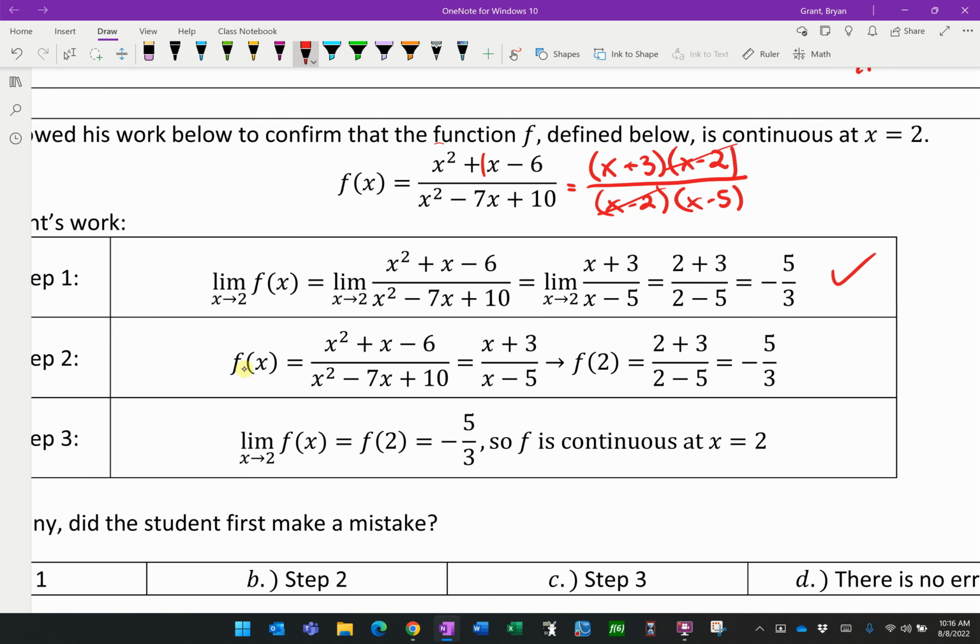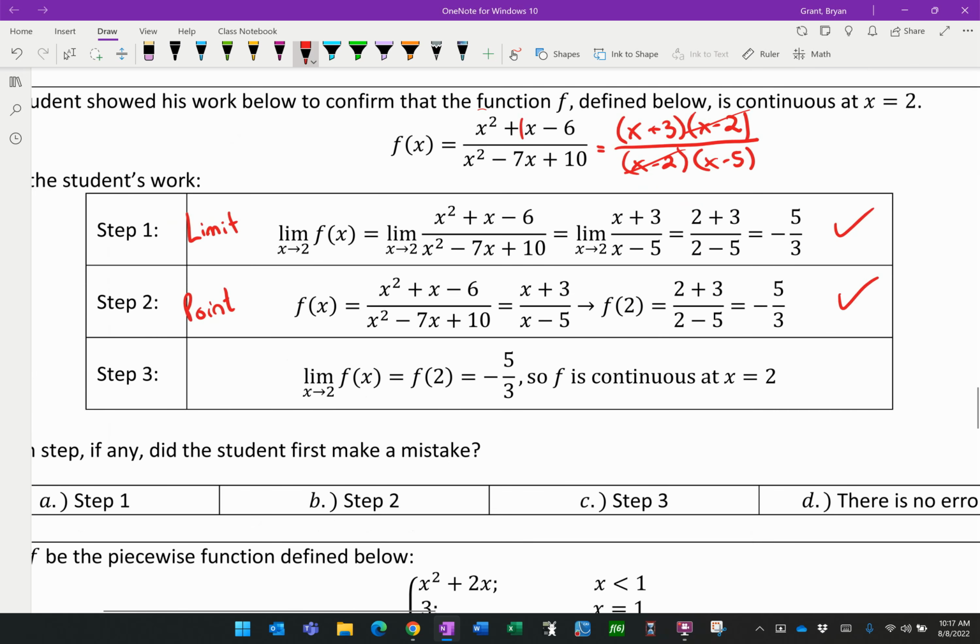Then they said, okay, let's look at the actual point. So this was the limit existing. Now they're going to check to see if the point exists at x equals 2. So they said, well, here's my function. We reduced it. Now let's just find f of 2. And f of 2, they said, is negative 5/3. All right, doesn't seem too terrible. Last but not least, they said, okay, the limit equals the point, right? They took step 1 and step 2, and they set them equal to each other and said they both equal negative 5/3, so f is continuous.